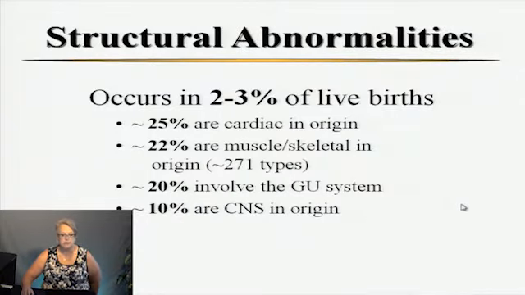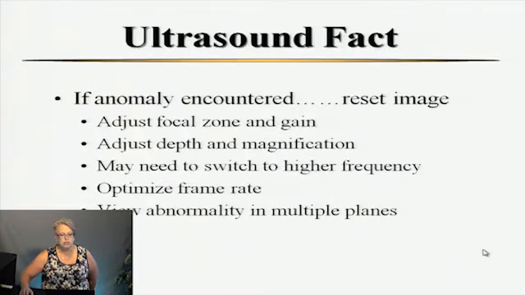Structural abnormalities, on the other hand, only occur in about 2 to 3% of your live births. So some of these are going to die in utero, but 2 to 3% of live births. 25% are cardiac in origin. 22% are musculoskeletal in origin. 20% involve the GU system, and 10% are CNS in origin.